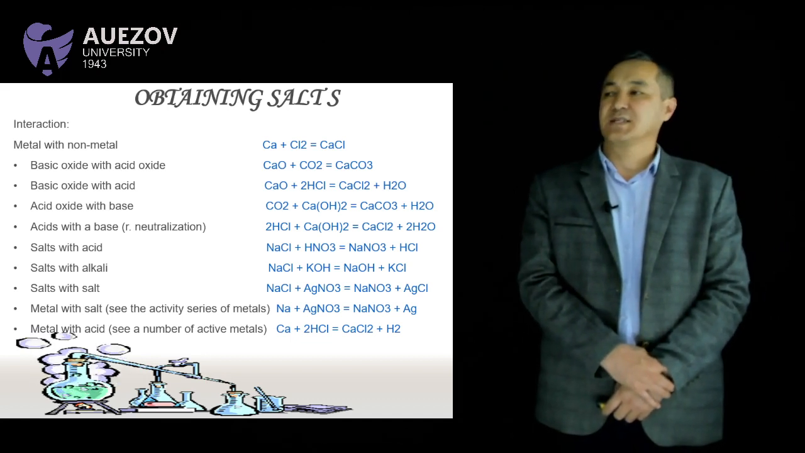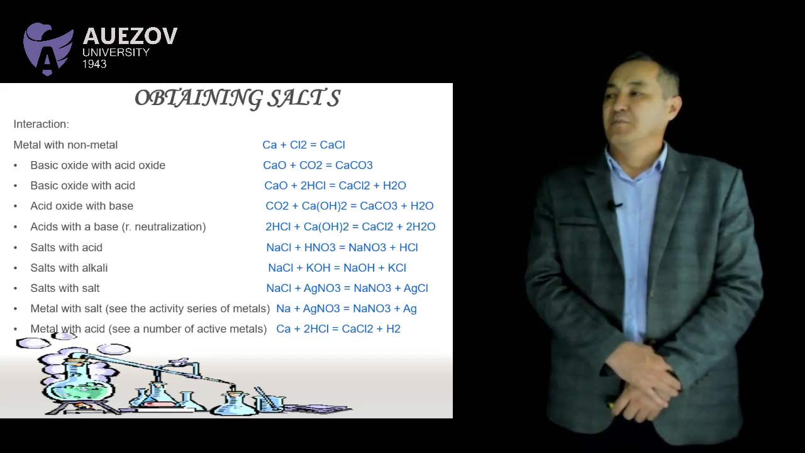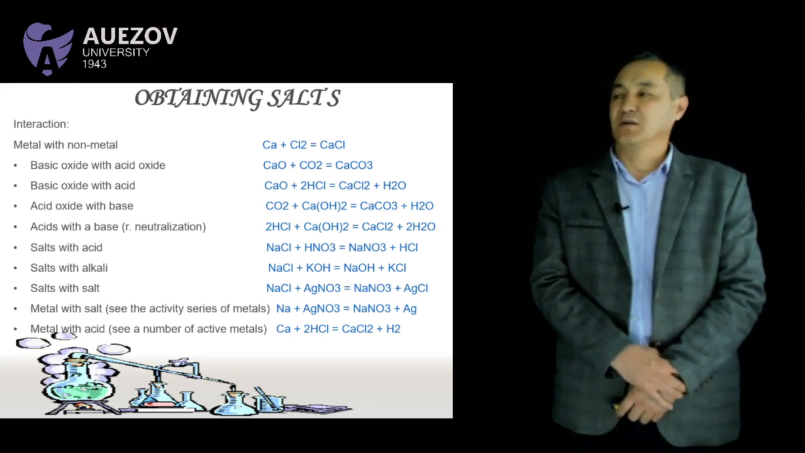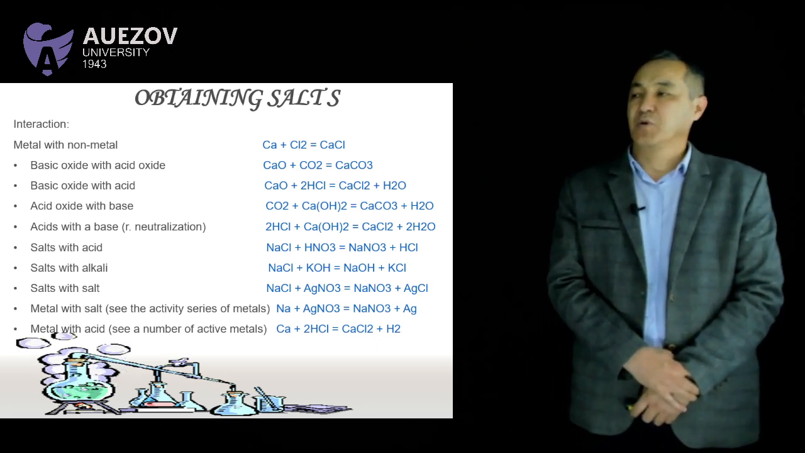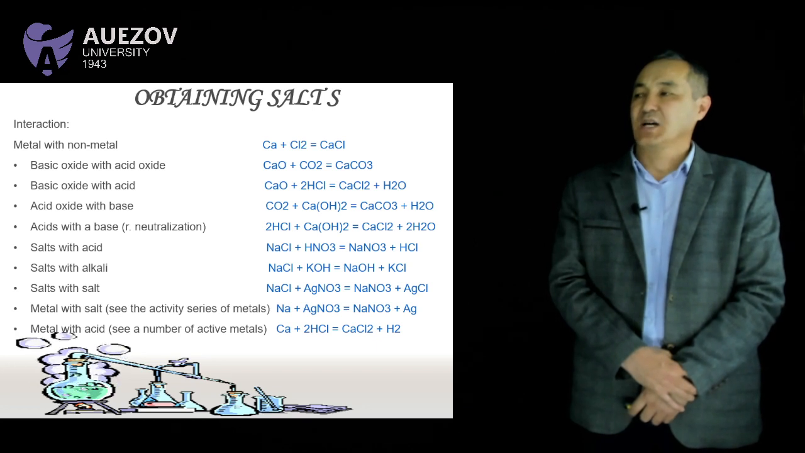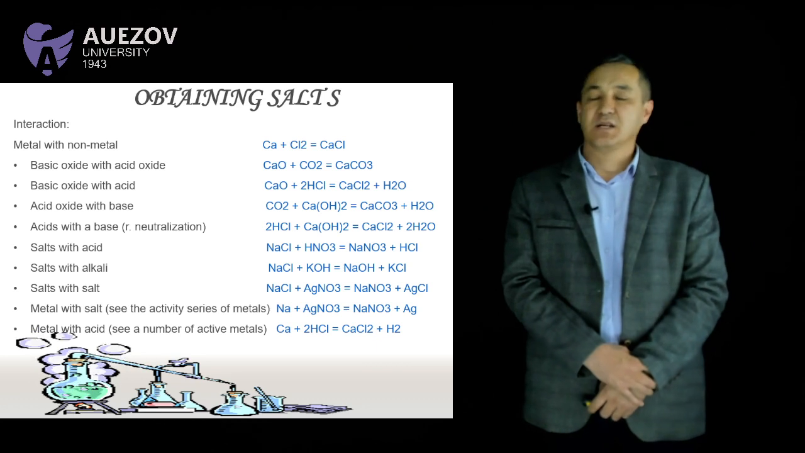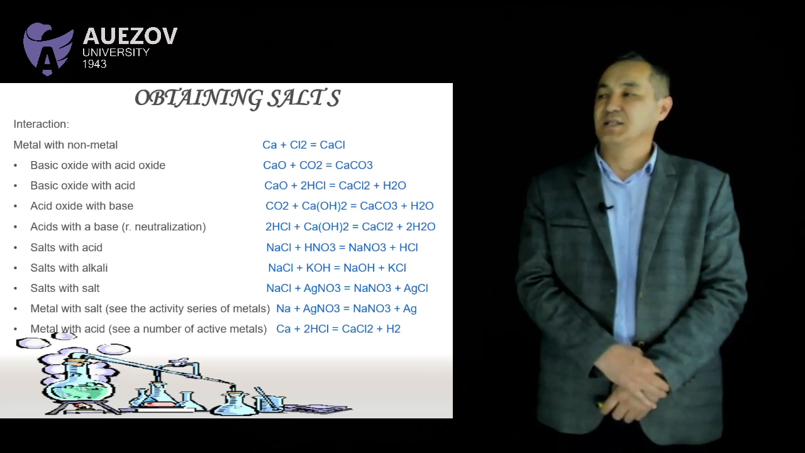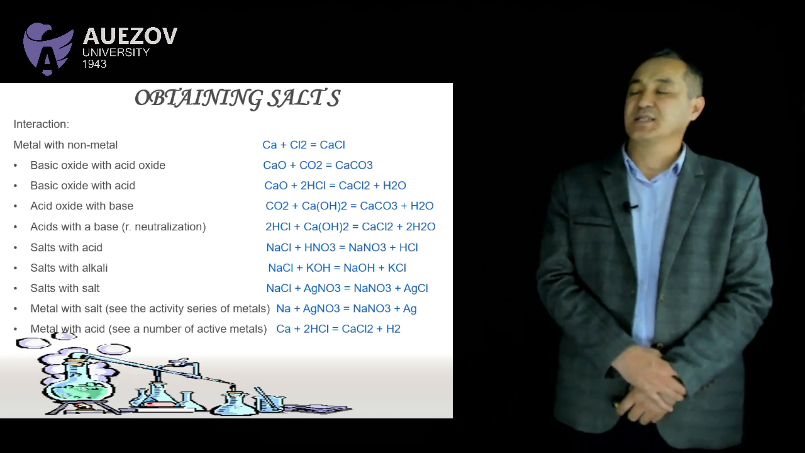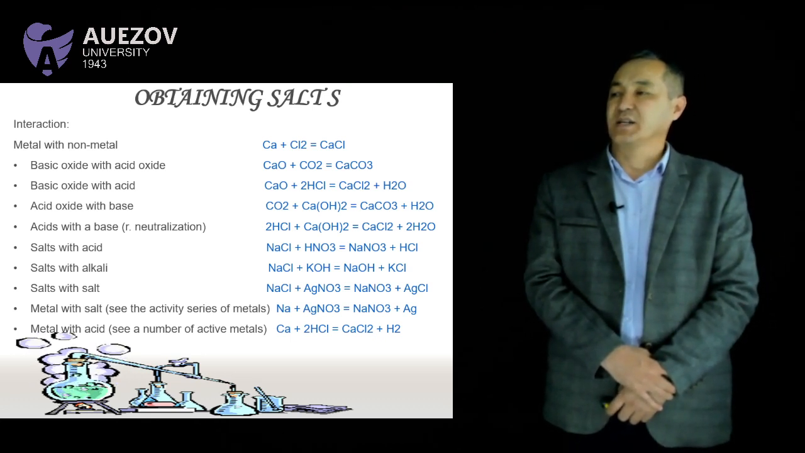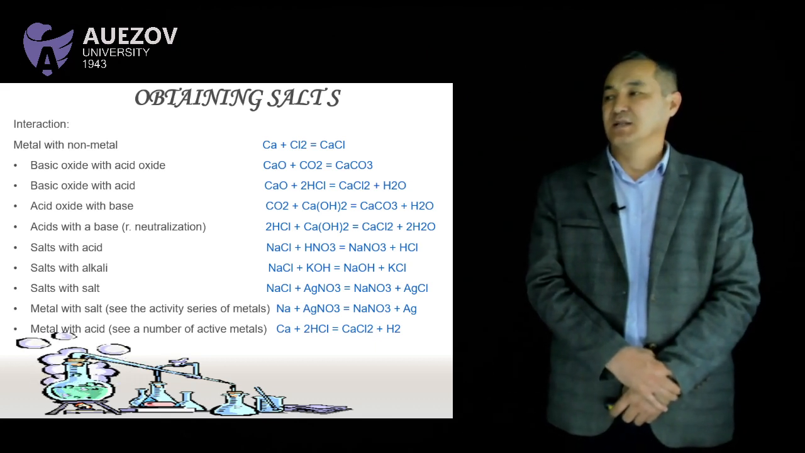Obtaining of salts. First, metal with non-metal. This reaction can proceed between basic oxides and acid oxides, basic oxide and acid, and acid oxide and base. As a result of these reactions, we can obtain several types of salts.